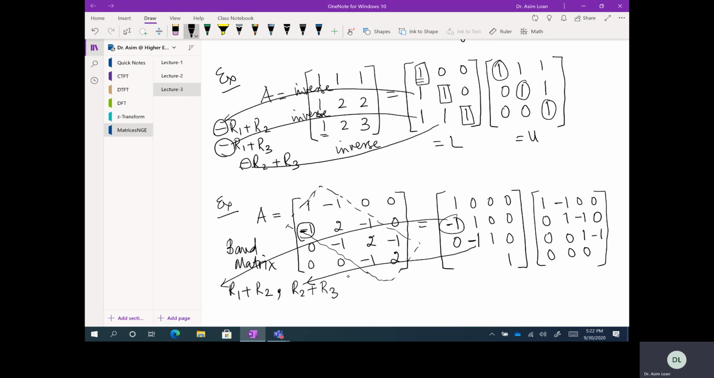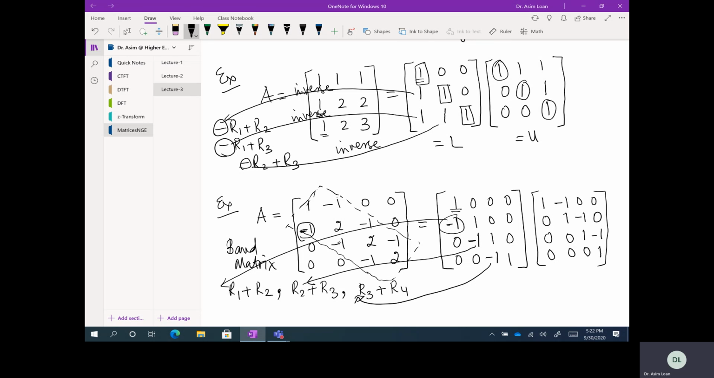And finally, the last step, so this is a 1 and a minus 1, this is a minus 1 and a 2. So you will do row 3 plus row 4. Again, the inverse of row 3 plus row 4 simply means minus 1 here, minus 1 here, and this would be again 1. So if I multiply this out, I'll get the first row, which is 1 minus 1 minus 1 0.